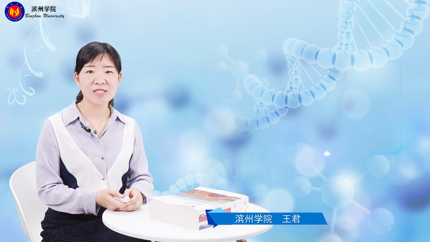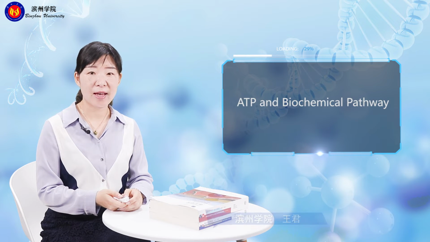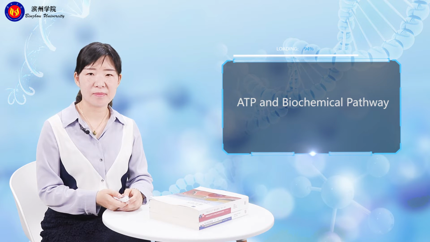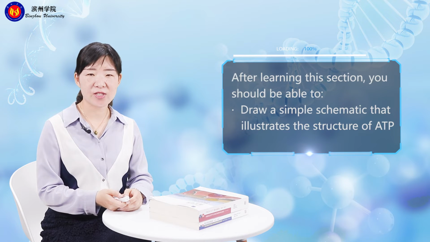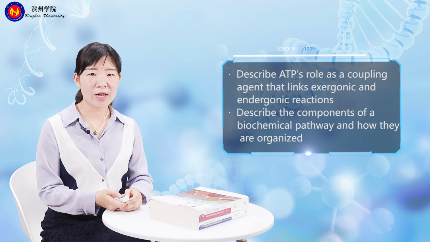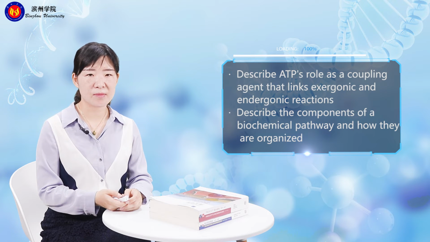Hello everyone. This section is for ATP and biochemical pathway. After learning this section, you should be able to draw a simple schematic that illustrates the structure of ATP, describe ATP's role as a coupling agent that links exergonic and endergonic reactions, and describe the components of a biochemical pathway and how they are organized.